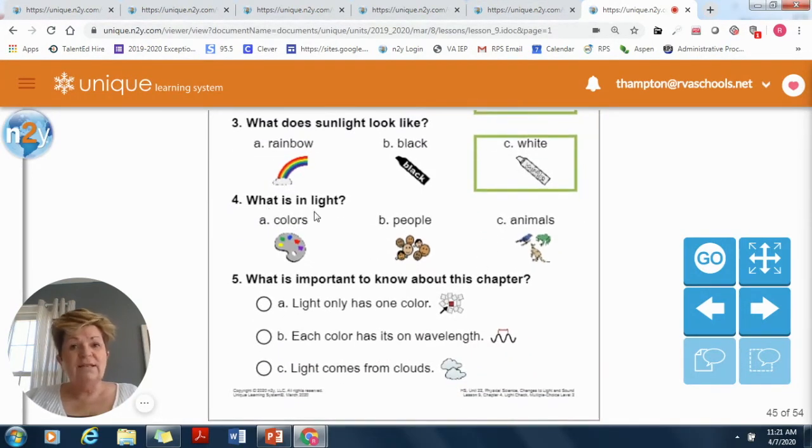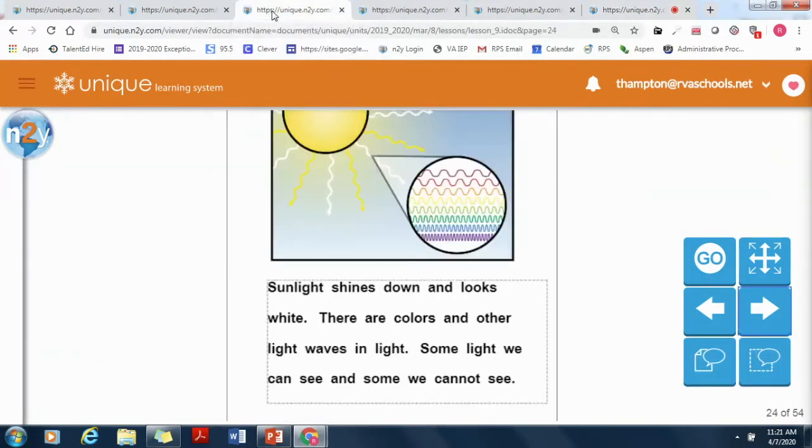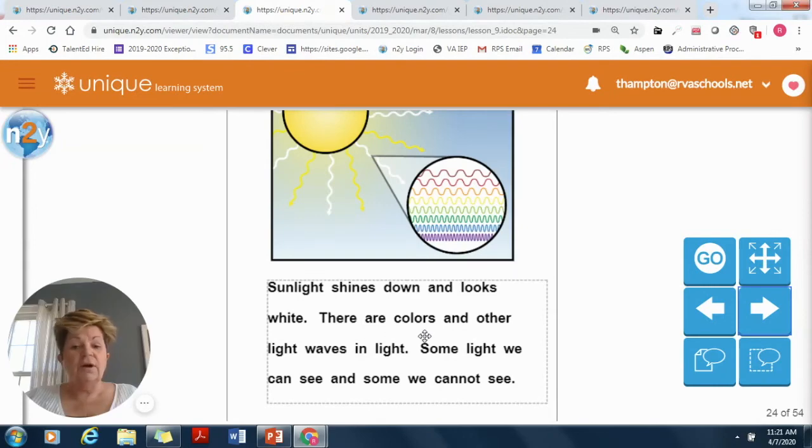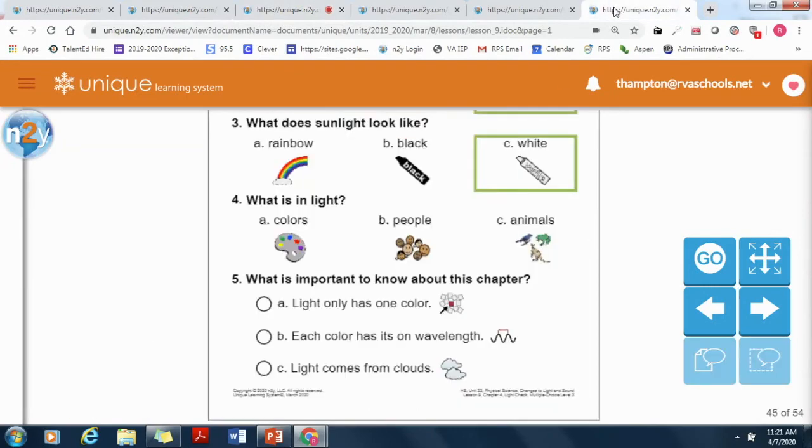What is in light? Is it colors? A, colors, B, people, or C, animals? What is in light? Well, I think our answer was on that same page. There are colors in the lights.